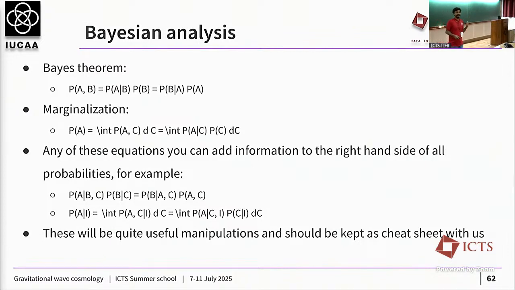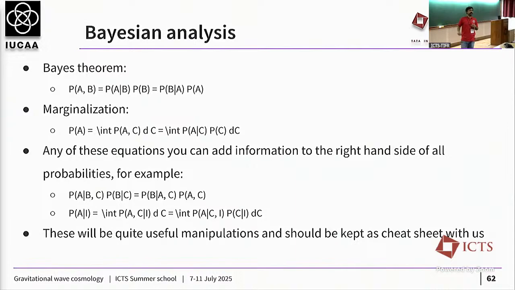If that is the case, then in the end, if you are only interested in A, you don't care about this C, but you have found out what is the joint probability distribution of P of A comma C, then you can just integrate out all possible values of C to get to the probability distribution of A. So this thing is called marginalization.